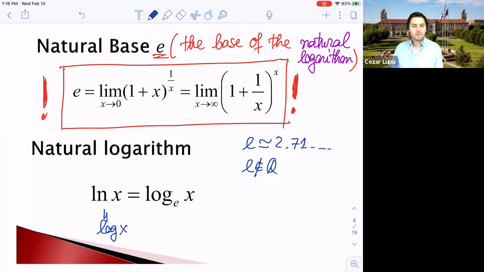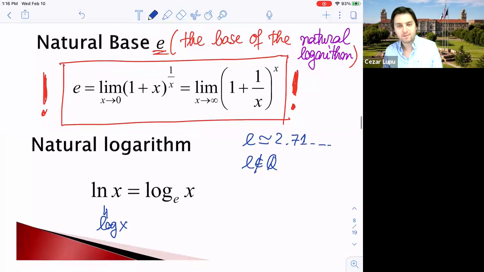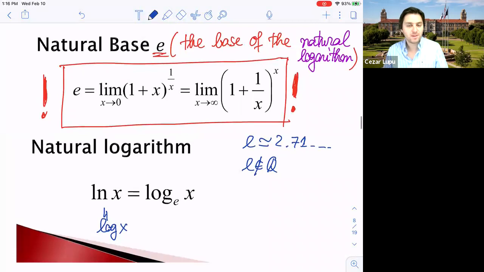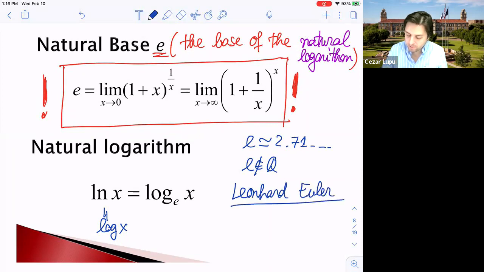Pi, you have heard of it over and over again. There is actually a pi day as well. Unfortunately, there is no e day, of course, although there should be. And also, this e was named in honor of the mathematician Leonhard Euler. This is a Swiss mathematician. He basically put down the foundations of mathematics.